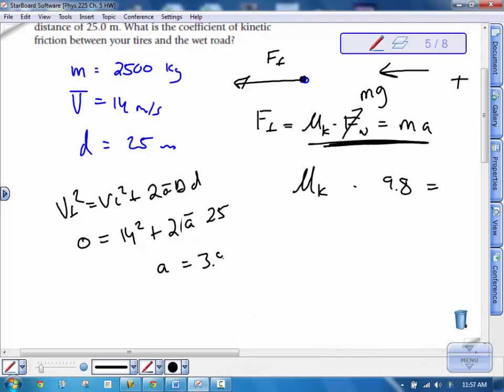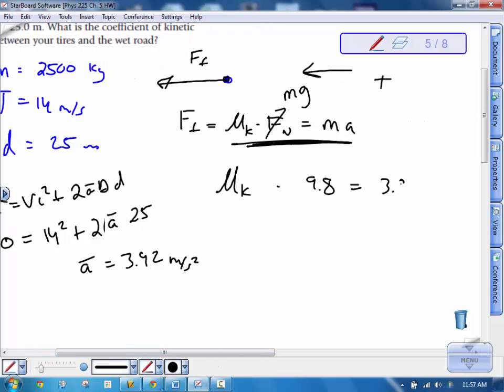3.92, and that's meters per second squared. That's our average acceleration that we're slowing down with. That goes right here. And so all we need to do to find the coefficient of kinetic friction is divide by 9.8. So that's 3.92 divided by 9.8, which gives us 0.4.